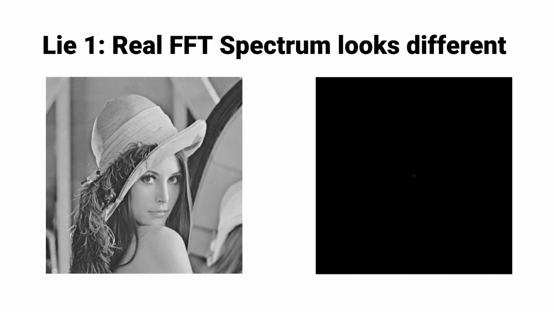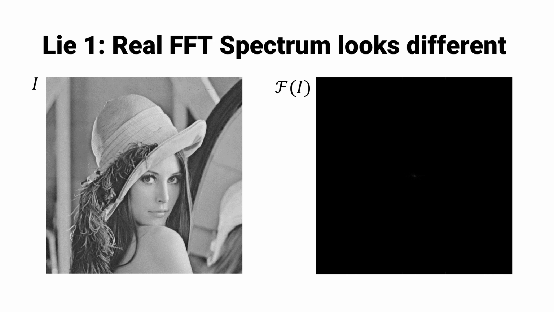Lie number 1 is that the real Fourier transform spectrum looks different. It actually looks like this. Let's call the image I. This is the Fourier of image I. So you might be wondering, I don't even see anything here. If you zoom into the video in the center of the Fourier image, you will see a white dot there, and there are some non-zero values around it, right? But all the other values you don't see.